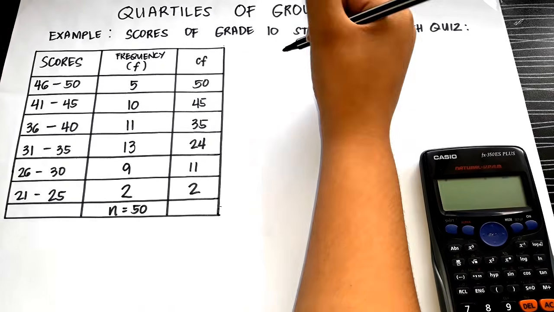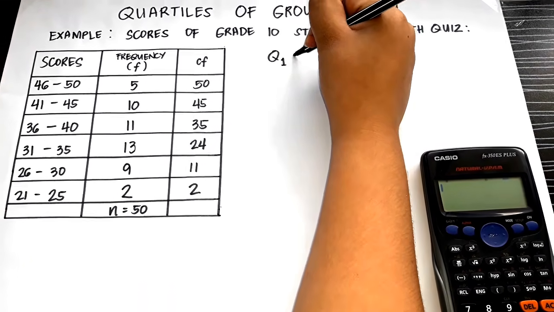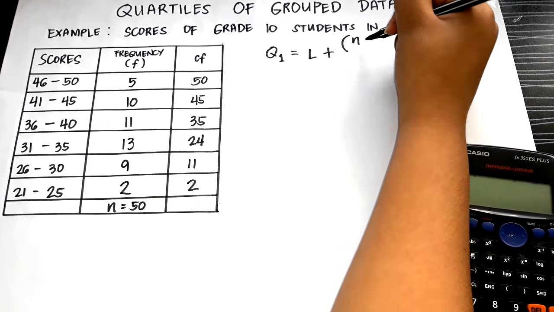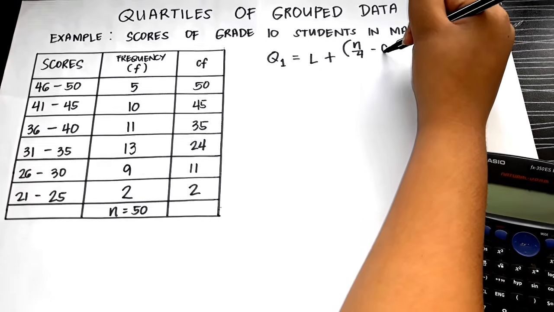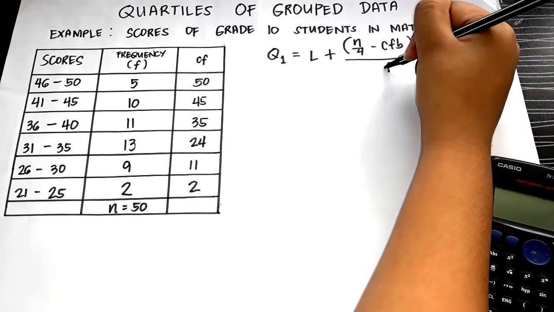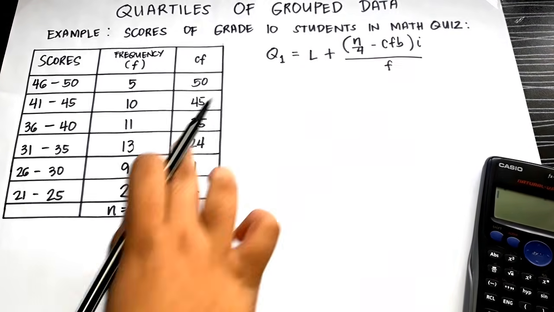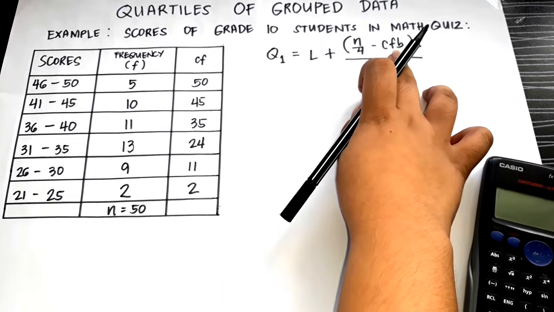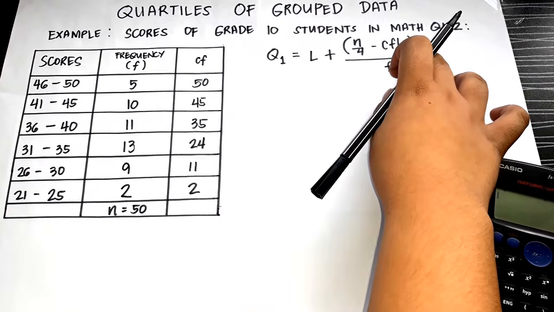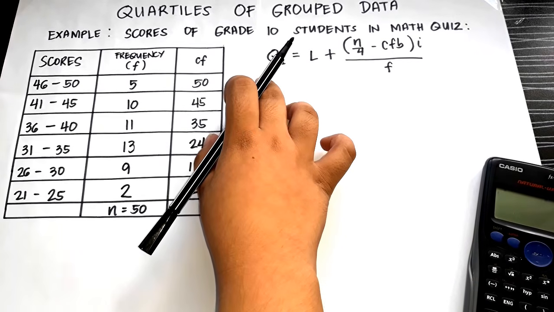Now, we can get quartile 1. For quartile 1, we have the formula L plus N over 4 minus CFB times I all over F. Where L is the lower boundary, N is the total number of frequencies, CFB is the cumulative frequency from below, I is the interval, and then F is the frequency of the first quartile.